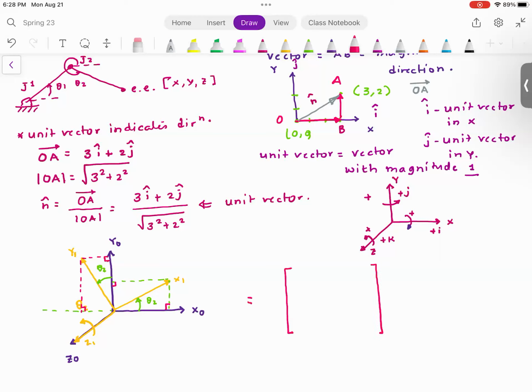So remember, projection of x1, y1, z1 on x0, y0, z0. Once again, this is not given in any of the robotics textbooks. So everyone, please pay attention.